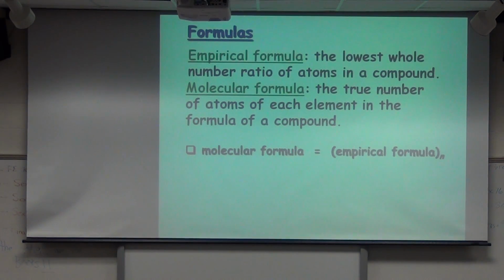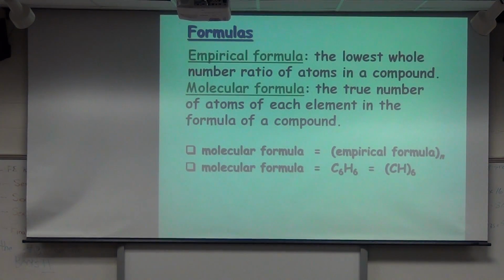So another expression for the relationship between the empirical and molecular formula: the molecular formula is going to be the empirical formula multiplied by some number. A lot of times that number is just going to be 1. The molecular formula and the empirical formula can be the same formula. But sometimes the molecular formula might be 2 times as big as the empirical formula, or 3 times as big. I'll give you a couple of examples here directly.